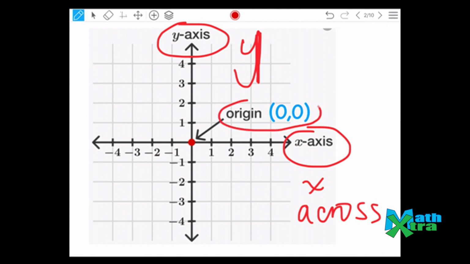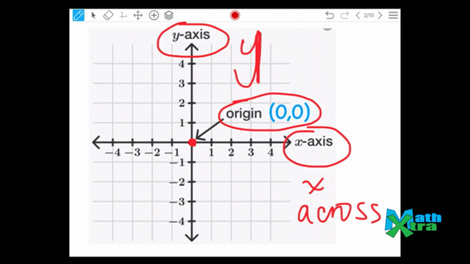Also, this point right here is the origin, and it's right in the middle. That is the starting point. So there's always a place to start when you're looking at the coordinate grid. And that will show you, from the starting point, how to find the point that you're looking for. So let me show you how to do that.